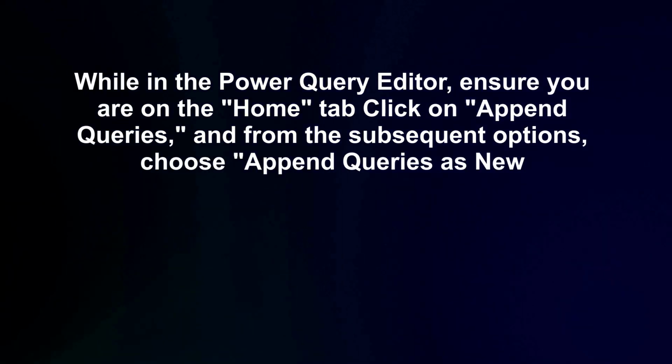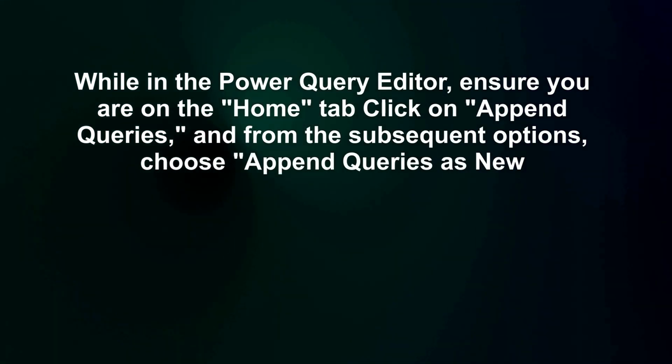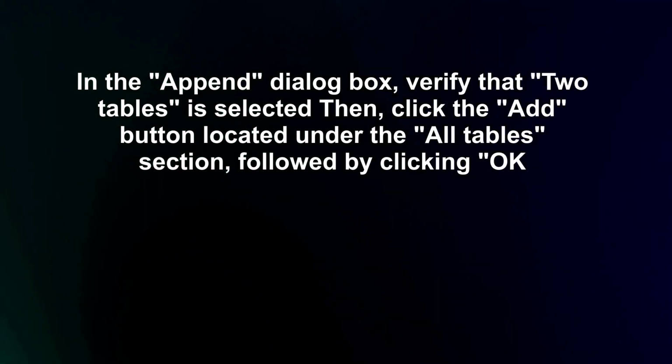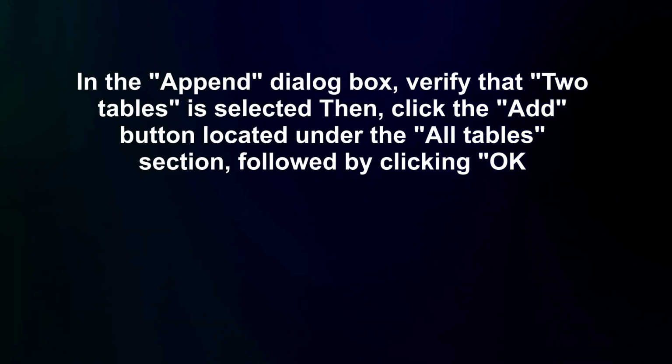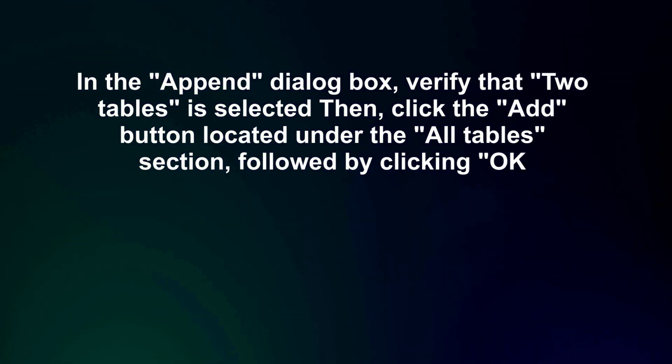While in the Power Query editor, ensure you are on the Home tab. Click on Append Queries, and from the subsequent options, choose Append Queries as new. In the Append Dialog box, verify that Two Tables is selected. Then, click the Add button located under the All Tables section, followed by clicking OK.